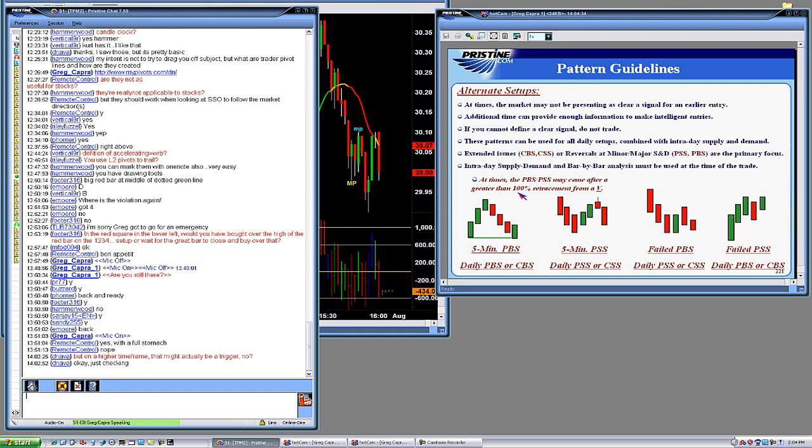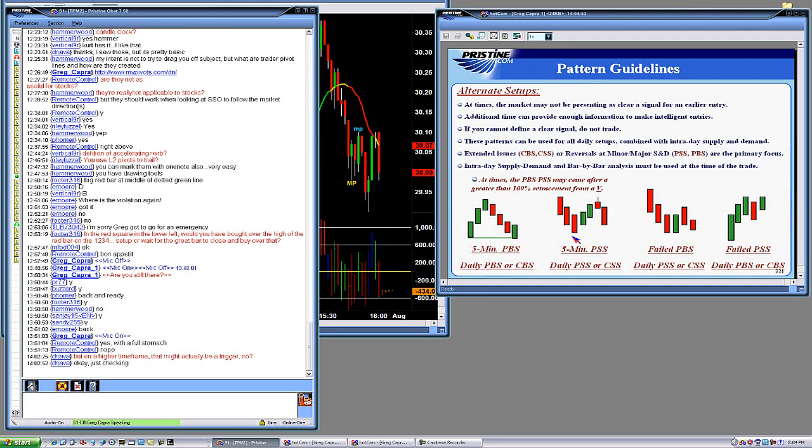And this point here is to say that it's okay if it takes out the low of the day. And if this comes up and then pulls back greater than 100% retracement, and then you get this reversal, I'm okay with buying that.